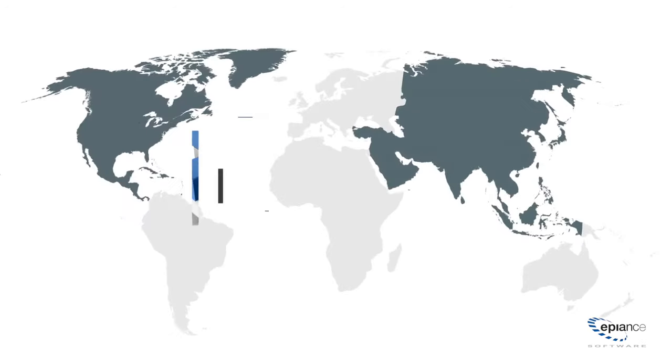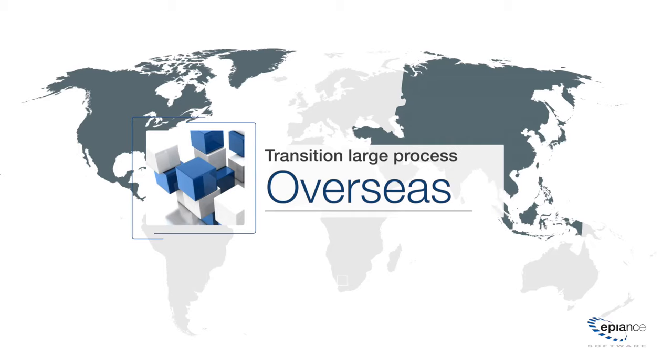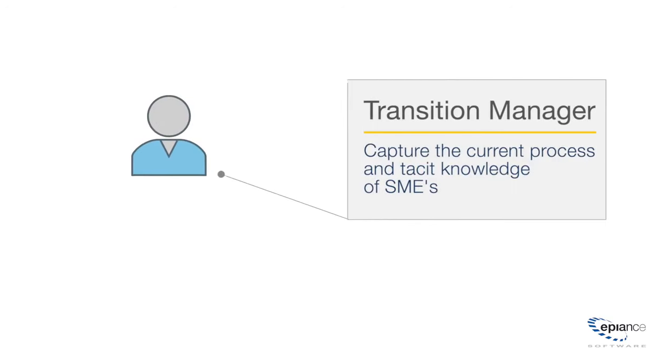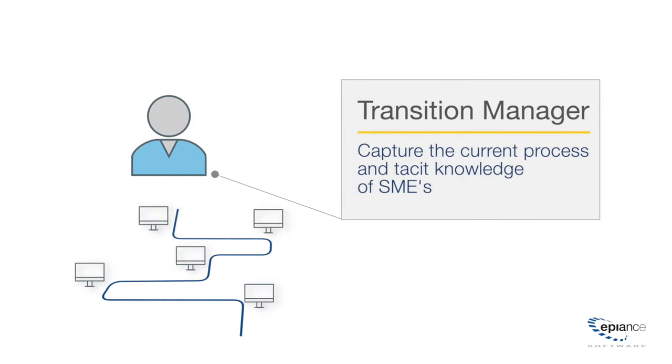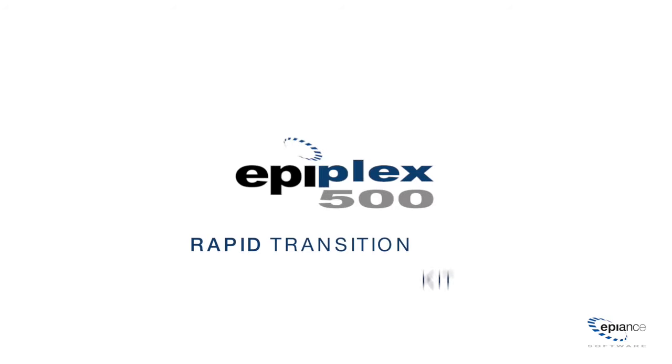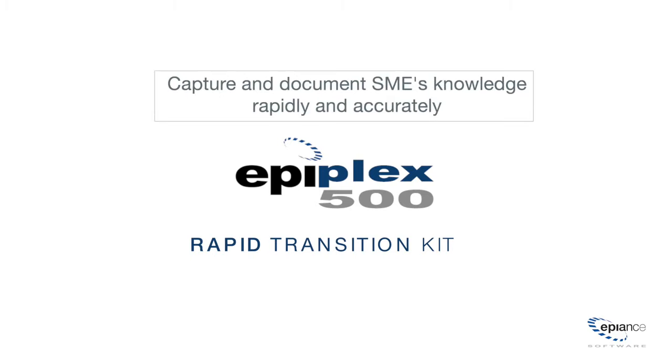Imagine you're working in a global company in the US, and you need to transition a large, complex process to another country overseas. As a transition manager, you are faced with the daunting task of capturing the process and the tacit knowledge of many processes. As you are armed with Epiplex technology, you feel reassured about capturing and documenting the SME's knowledge accurately.